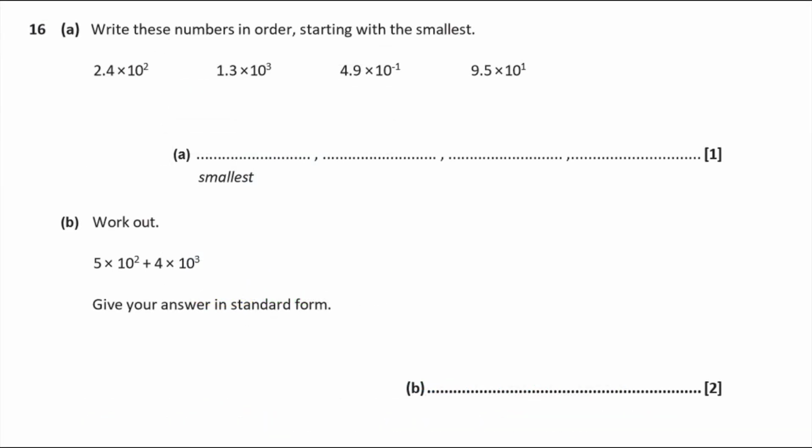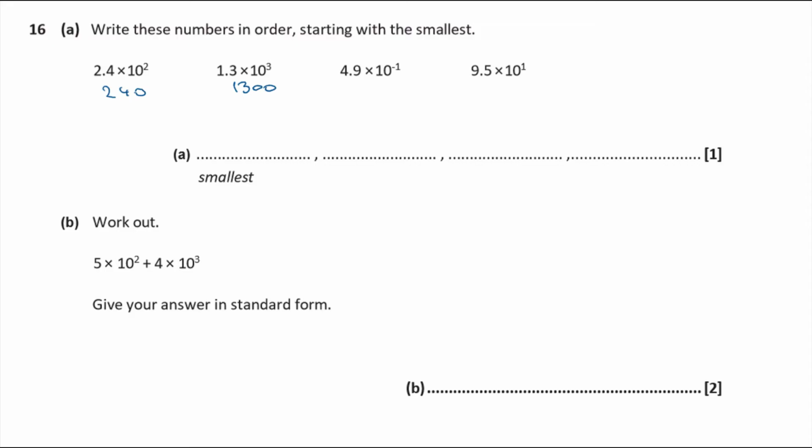Question 16a. Write these numbers in order, starting with the smallest. Okay. Well, I think what I'm going to do is write them as proper numbers first, so I know how big they are. 2.4 times 10 to the 2. 10 to the 2 is in the hundreds. That's going to be 240. 1.3 times 10 to the 3. 10 to the 3 is the thousands, so that's 1,300.